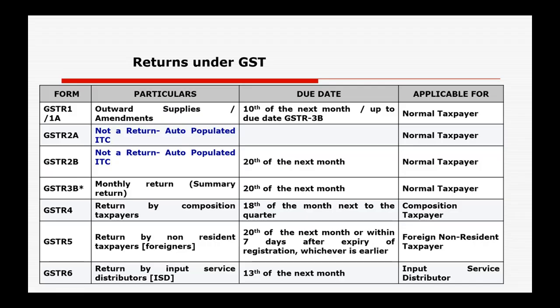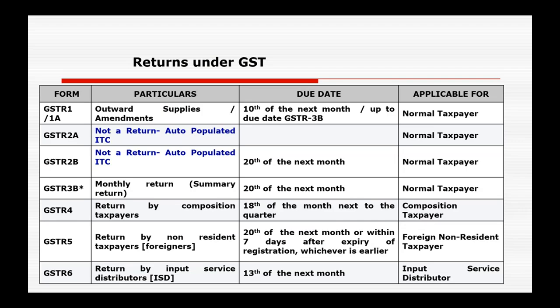And just the 2A and 2B, these are the ITC. Actually, this is the ITC table. So it is not actually a return. And just 3B is the monthly return. Actually, it was initially devised as 3, but 3 could not come out. That's why 3B is treated as a return.